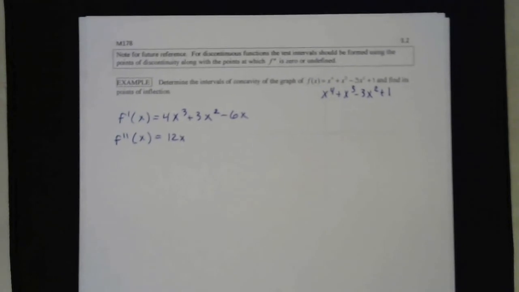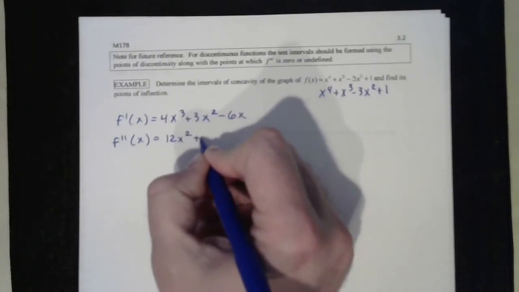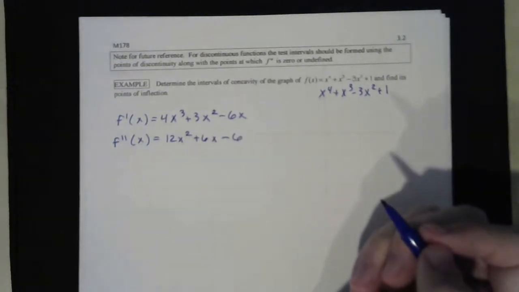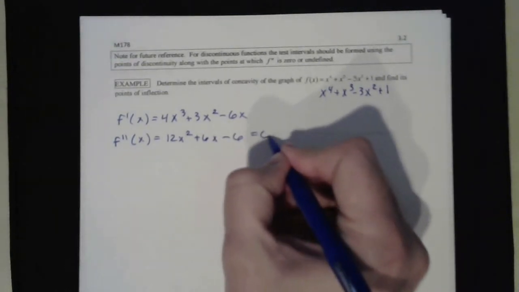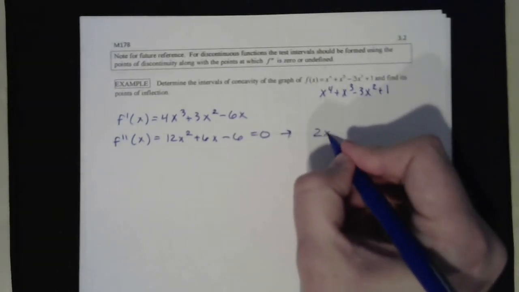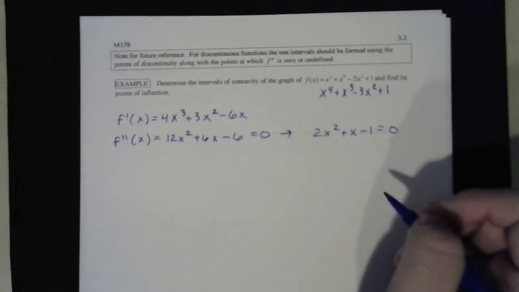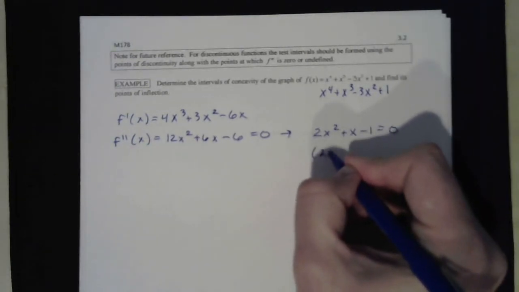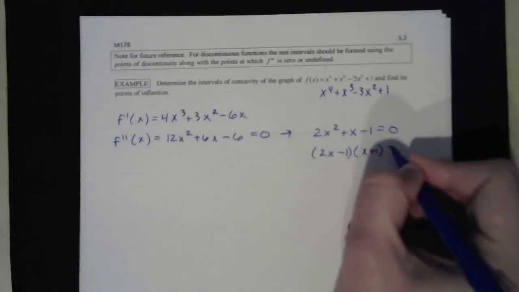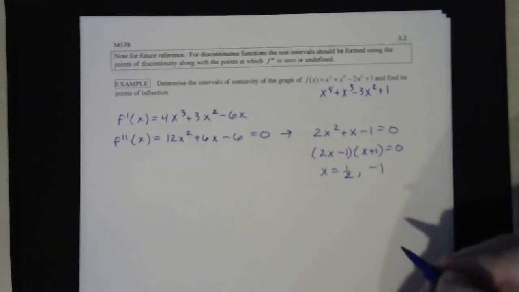Our second derivative is 12x squared plus 6x minus 6. We set this equal to 0. I'm going to divide by 6. So we have 2x squared plus x minus 1 equals 0. This happens to factor to 2x minus 1 and x plus 1. So we get x equals 1/2 and -1.